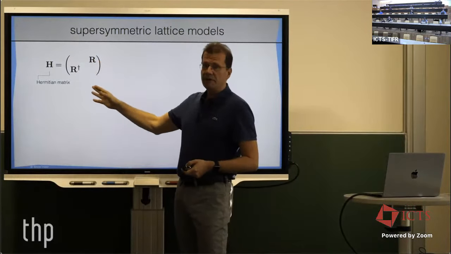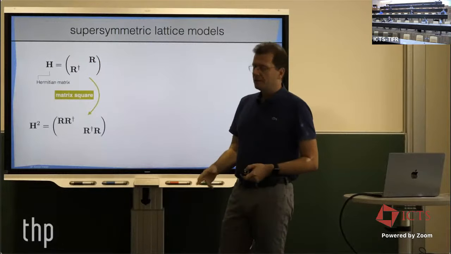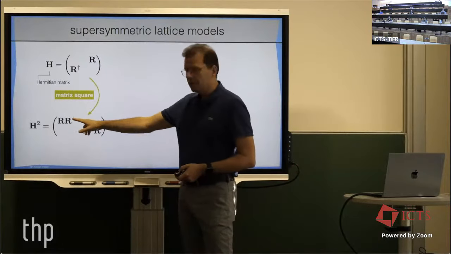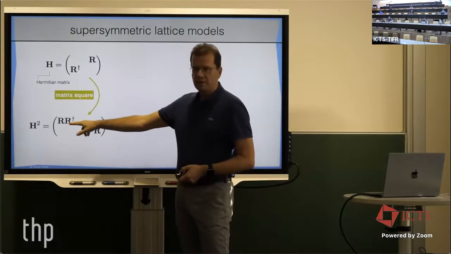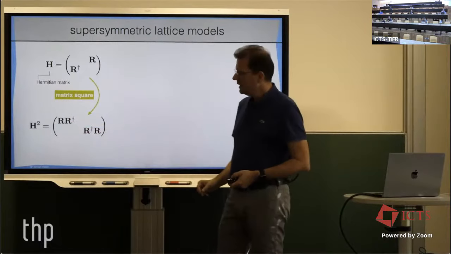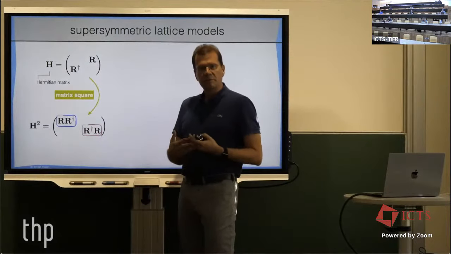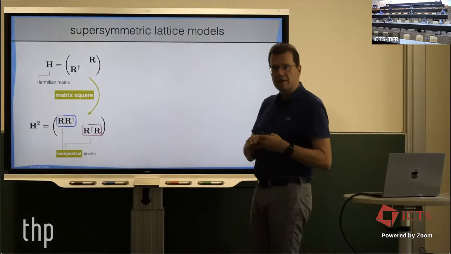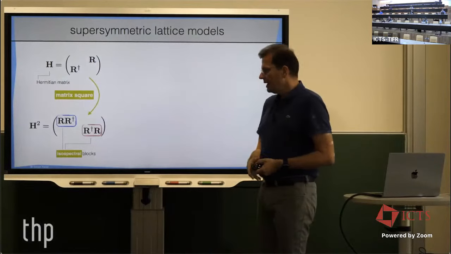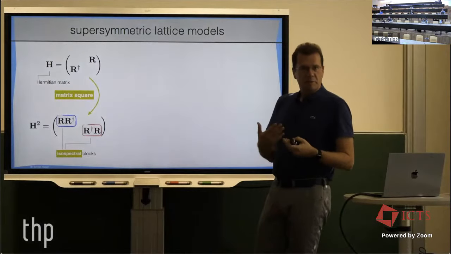But if we take the square of this matrix, we end up with a block diagonal form, where the two blocks are R dagger and R dagger R. And by construction, these two blocks will be isospectral. So they will have the same energy spectrum.